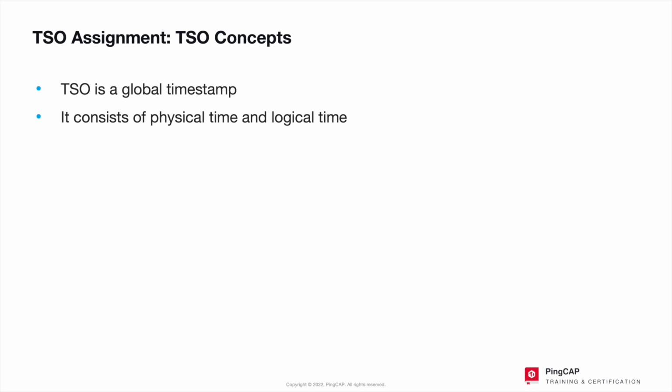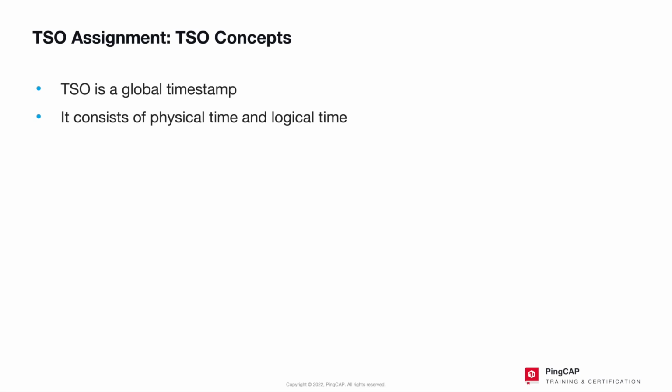Next, let's look at TSO assignment, TSO concepts. So TSO is a global timestamp. The TSO is the cornerstone of TiDB's distributed transaction implementation. Therefore, for PD, we first need to ensure that it can quickly and massively allocate TSOs to the transactions. At the same time, we need to ensure that the allocated TSO must be monotonically increasing. Monotonically increasing means that the TSO is always increasing or remaining constant and never decreasing.